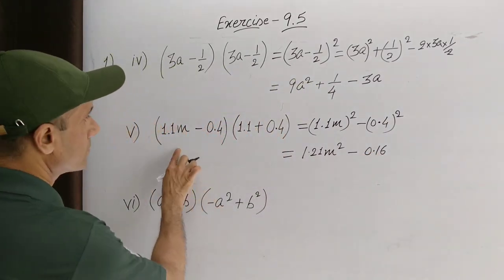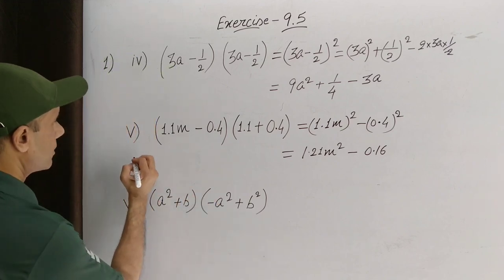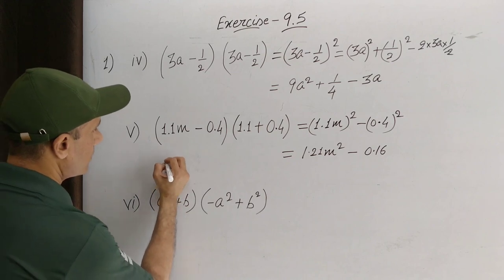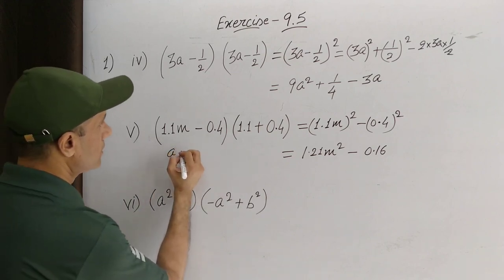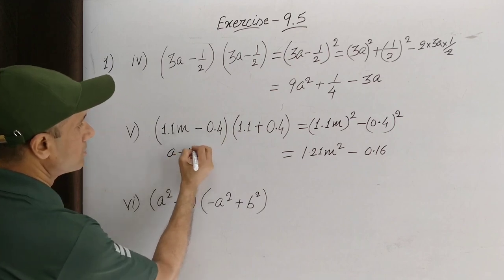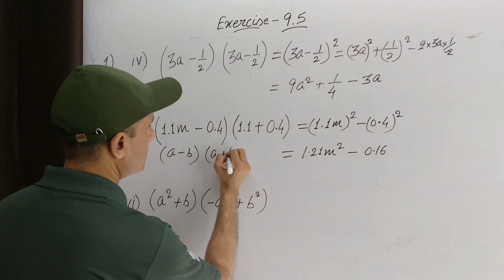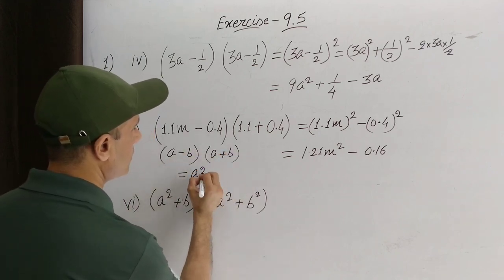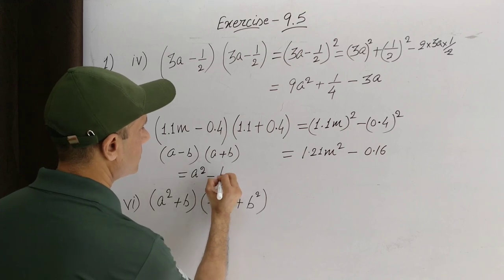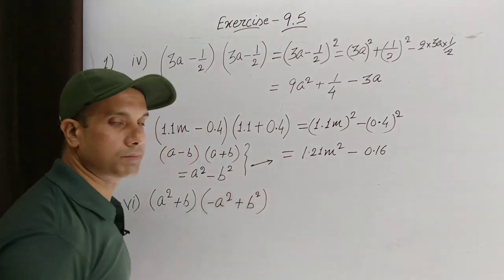I repeat again, we have learned this is a, so a is minus b, this is b, into a plus b. This is equal to a square minus b square. Same we have applied. Clear?